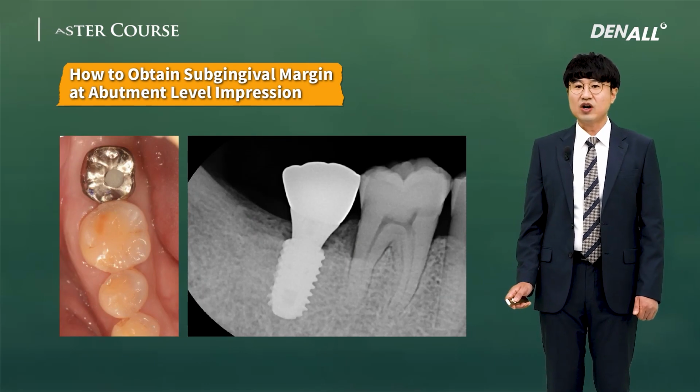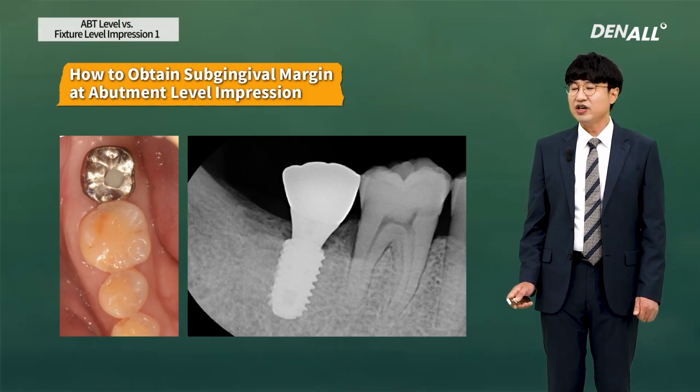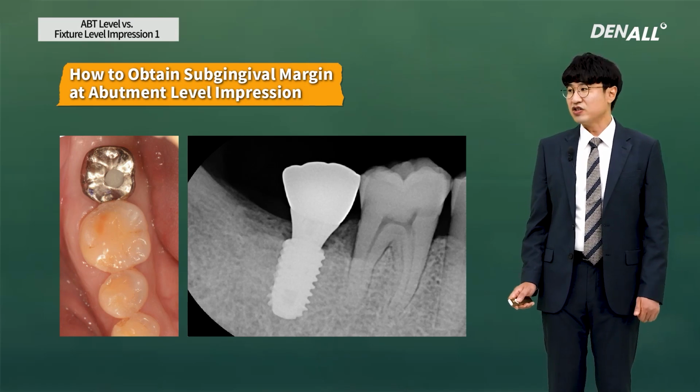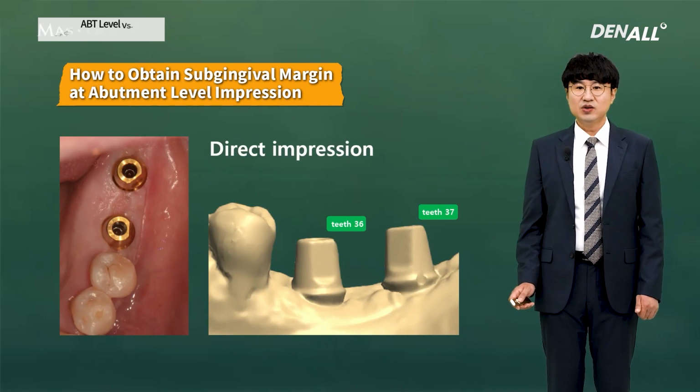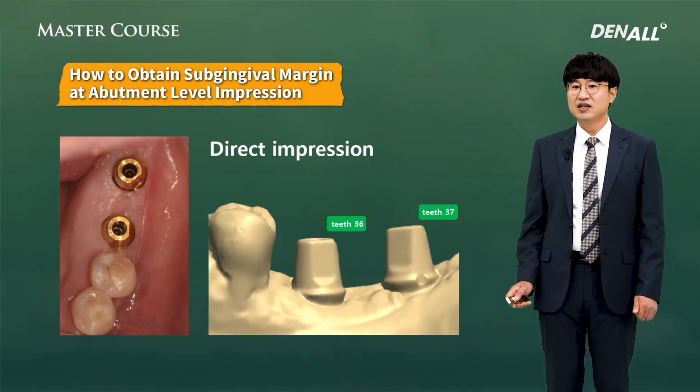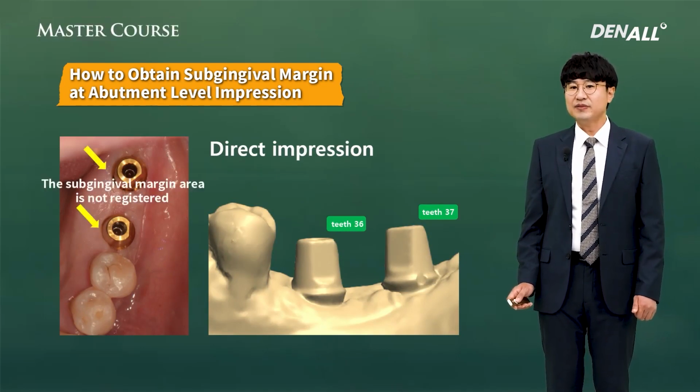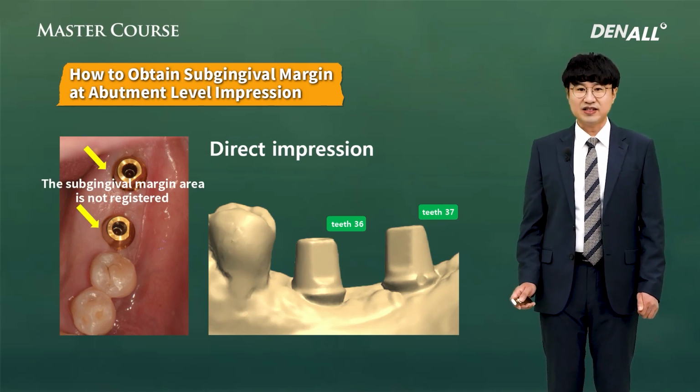While the prosthesis is being made, the abutment stays in the mouth, and up to the subgingival margin, the metal crown was fully restored. Zirconia restoration is easier. The subgingival margin area exists, but up to the area you can see, just take a direct impression.